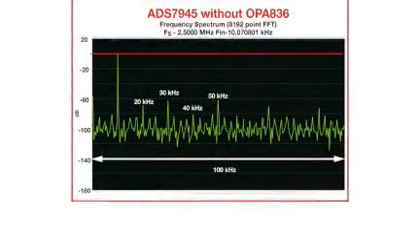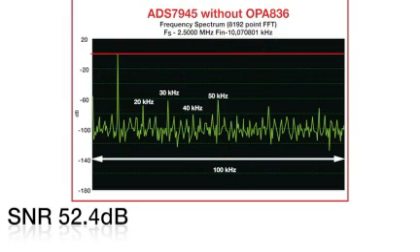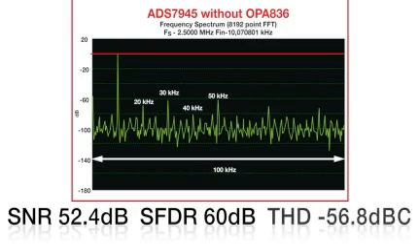This shows the measurement results of the first case where ADS7945 was not even being driven. As you can see here, at 10 kHz of input frequency for 100 kHz range, the SNR is 52.4 dB, SFDR is 60 dB, and THD is 56.8 dBc. In essence, the performance is really bad.